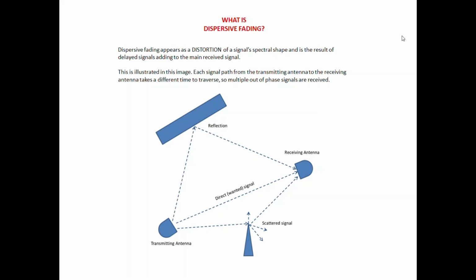the paths that go off through scattering and through reflection also tend to be weaker because they've suffered reflection losses, scattering losses. So the receiving antenna receives all these multiple signals, varying delays and varying amplitudes. And what this does is it causes a distortion of the received signal, its spectral shape, and that causes issues in availability, sometimes in dribbling errors, and if it's bad enough, it can even cause complete outage of a link.